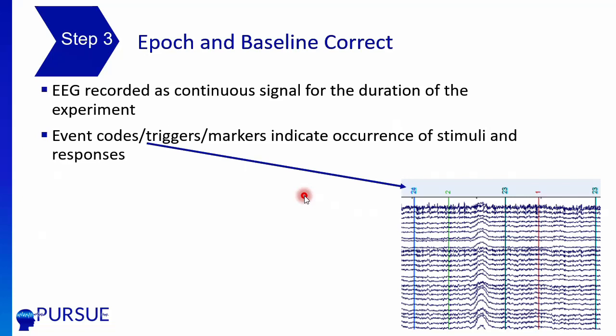Step 3, after we filter, we're going to epoch and baseline correct. Remember, our EEG is recorded as a continuous signal, and you'll see that in our data files. Then we have various event codes, markers that indicate both the appearance of stimuli and responses, etc. Here you see an example. It can have a number, and then we change it to actually have a code to identify the trial type.